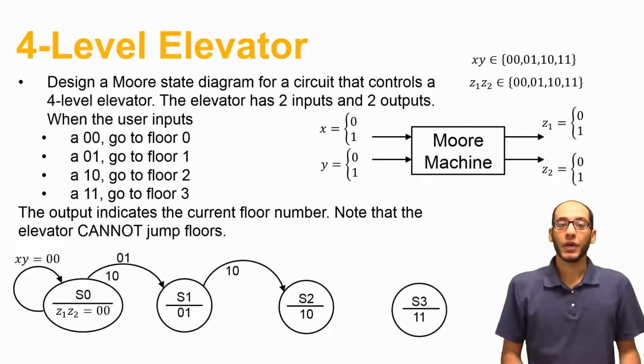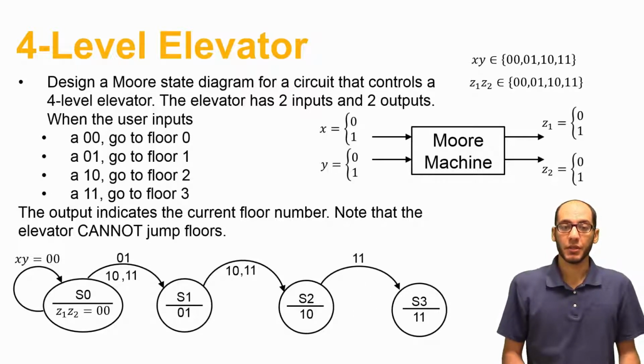What if you have an input of 1, 1? Then you need to go to floor 3. In that case, you have to first go to state S1, then state S2, and finally to state S3. So actually this arrow is really a triple arrow. It represents the 0, 1 and 1, 0 and 1, 1 at the same time.